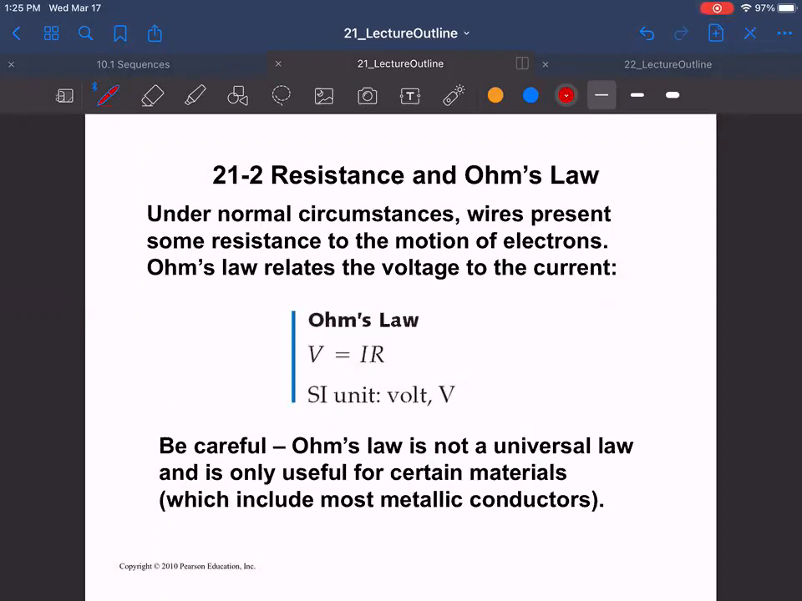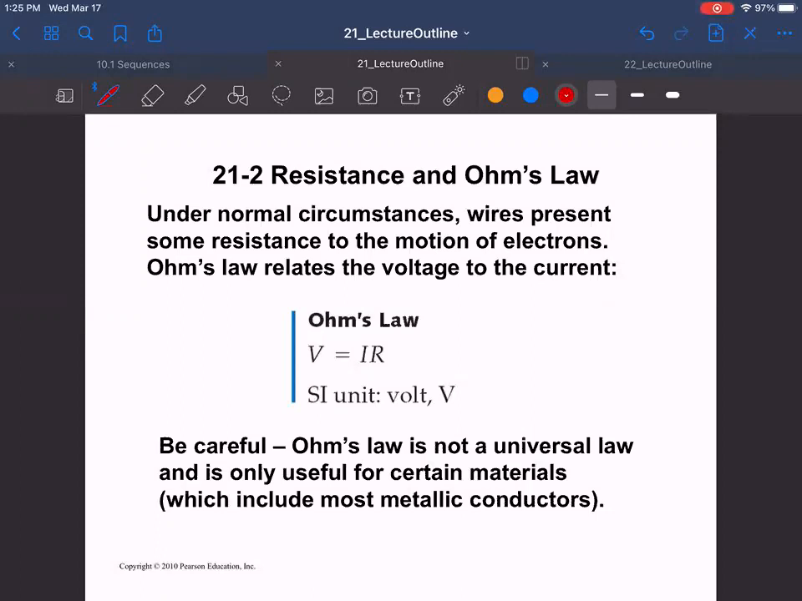The SI unit, of course, for this is the volt, for voltage. It's the same voltage we were talking about before. It is our potential to move a charge. So that's what it is there, and that's how it relates to our current and the resistance of the material that we're trying to push that through.